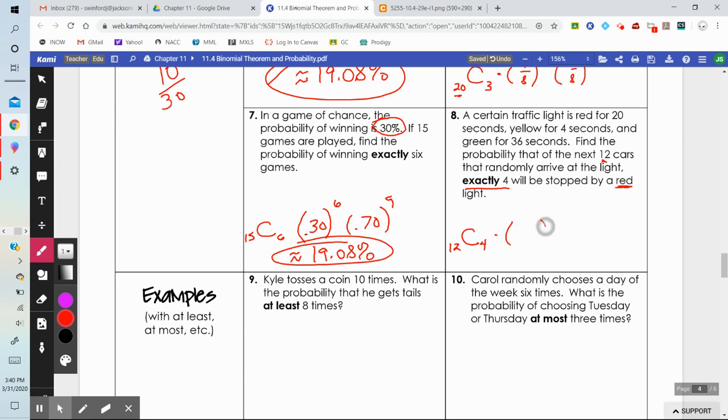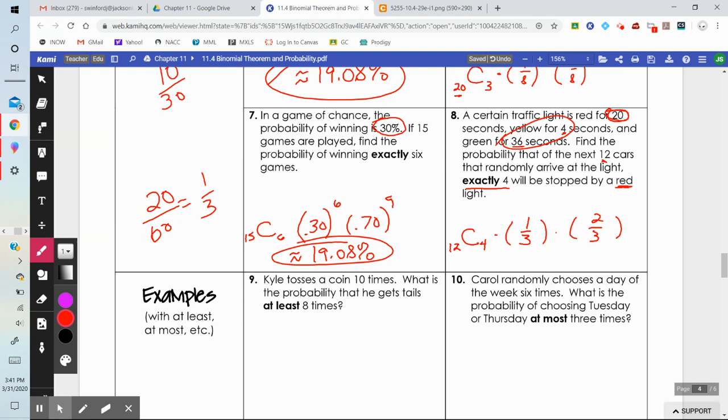The probability of success is going to be a little bit different here. So a success, we can base it on how long the traffic light is red for 20 seconds out of, it's yellow for 4 and it's green for 36. So 20 out of, if you add all those together, 60 seconds is when it's red. So that's a 1 in 3 chance it's going to be red. So that means there's a 2 in 3 chance, or the other 40 out of 60 seconds, it's not red.